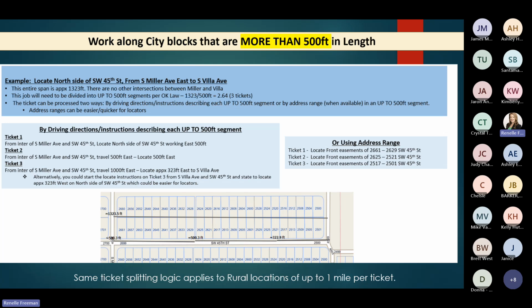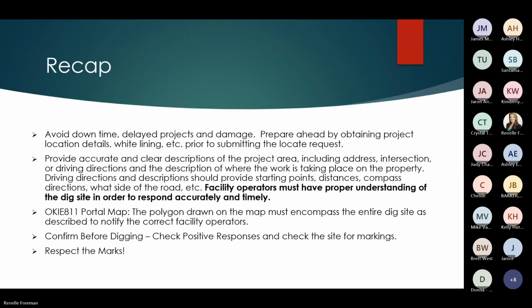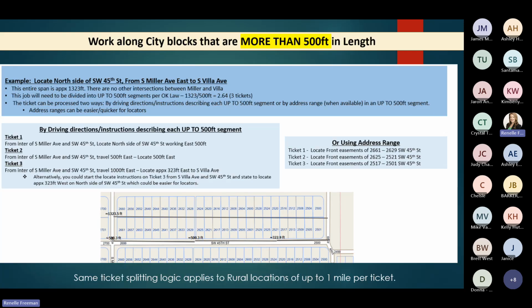So there's a couple of different ways that you can do this. The first best option based on this example is to use an address range. So in this example, we do have some addresses here. An address range, or providing an address range, is a physical object that a locator can follow, and it's probably the easiest thing to do.